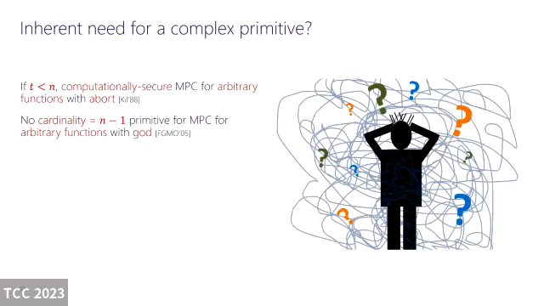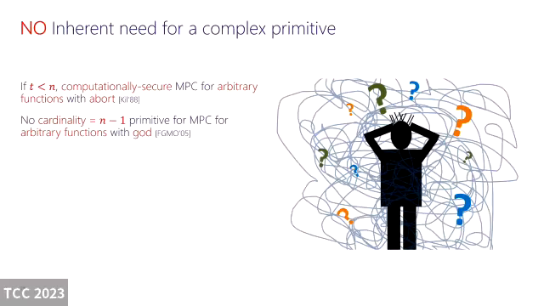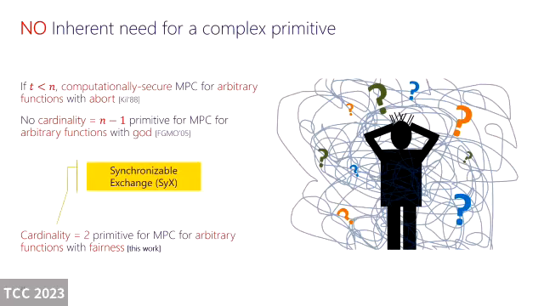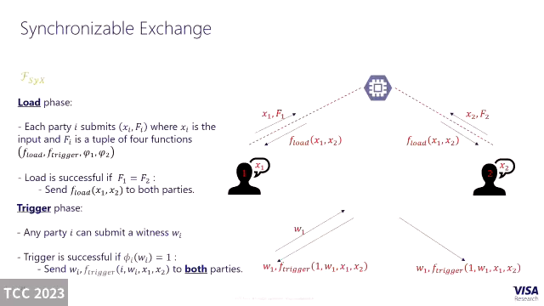Just to answer our question, there is no inherent need for a complex high cardinality primitive to obtain fair MPC. And in fact, all we need is a cardinality 2 primitive of synchronizable exchange. So before we proceed to see a sketch of why this primitive suffices, let's recall how the definition of synchronizable exchange looks like. So here is a pictorial description.